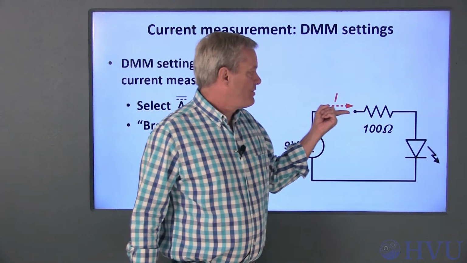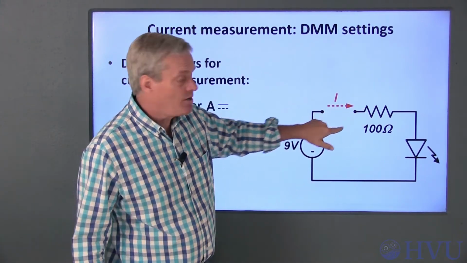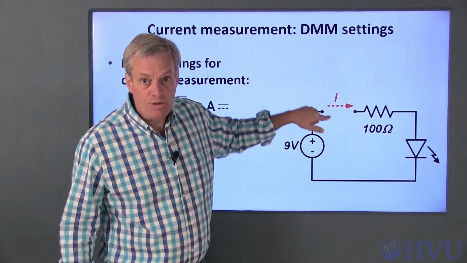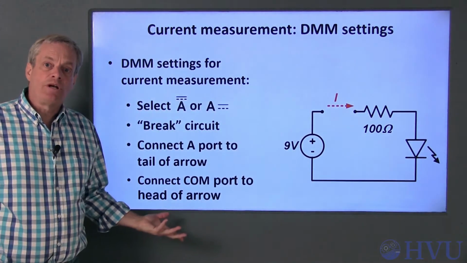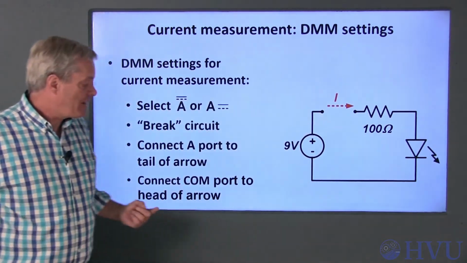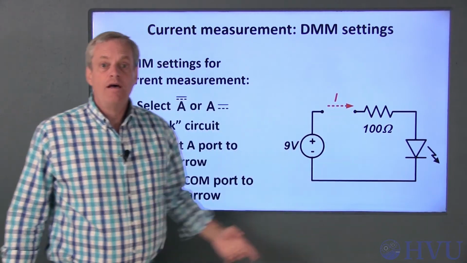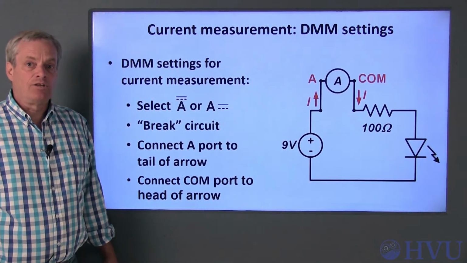If I want to measure the current in this resistor, I have to disconnect this terminal of the resistor from this terminal of the voltage source. The A port on the DMM is then connected at the tail of the current arrow, and the COM port is connected at the head of the current arrow. The circuit with the DMM connected looks like this.